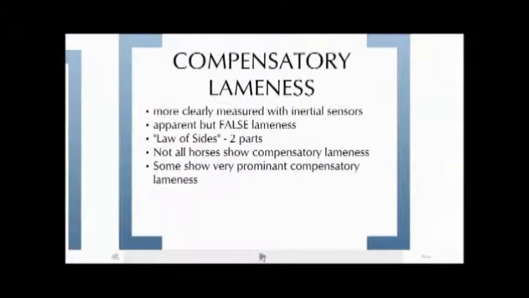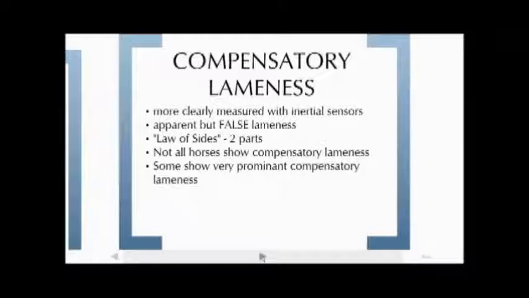Compensatory lameness patterns are more clearly measured with the inertial sensors than seen because of increased sampling frequency over the naked human eye. A compensatory lameness is an apparent but false lameness caused in the opposite half of the body because of weight shifting to unload the primarily affected limb.